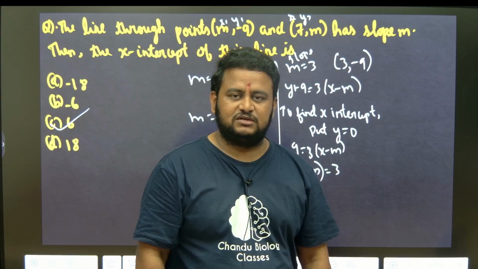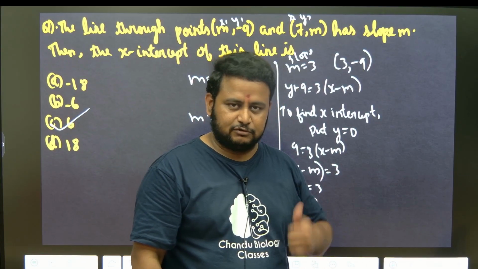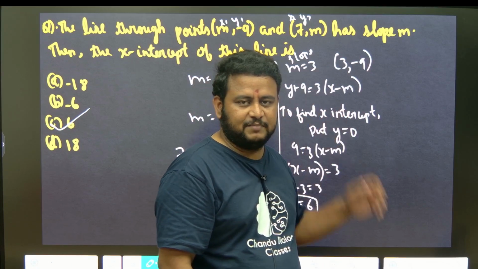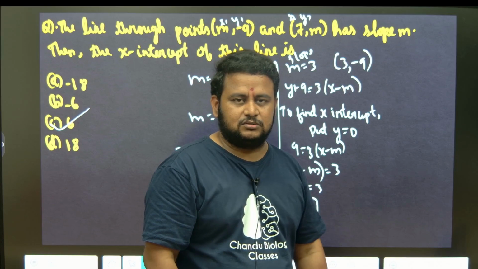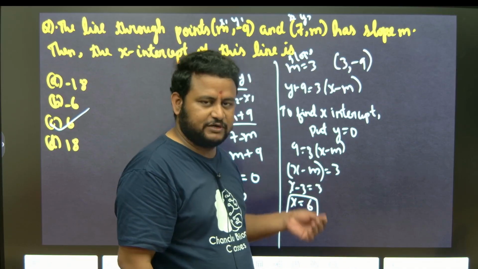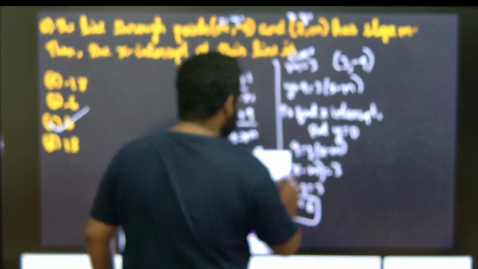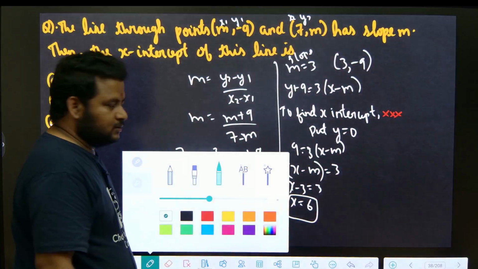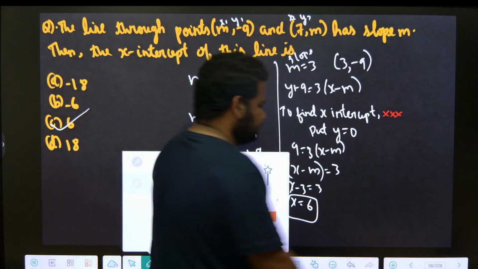Very simple question. First you find out the value of m, then use m as the slope and apply the point-slope form, y minus y1 is equal to m times x minus x1, and to find the x-intercept, put y is equal to 0. This is the star step, you have to remember this. To find the x-intercept, put y is equal to 0. Okay, got it. That's it about this question. Let us proceed to the next question.